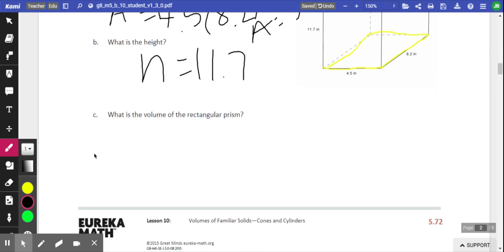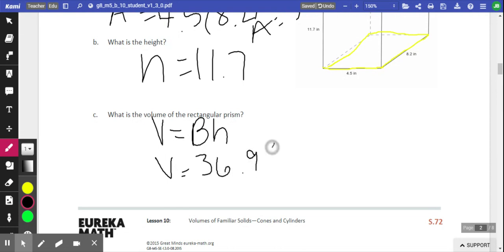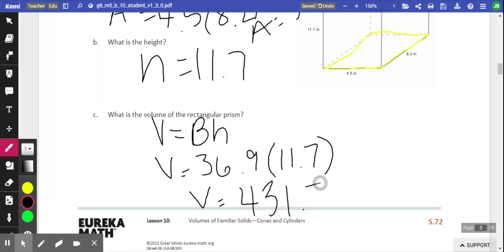So when I scroll up to find the volume of this rectangular prism, I'm going to have volume equals the area of the base times the height of the prism. So volume equals 36.9 times 11.7. And there, once you multiply these two together, your volume is going to be 431.73. And that's going to be inches cubed.